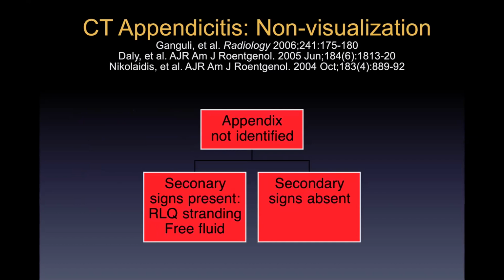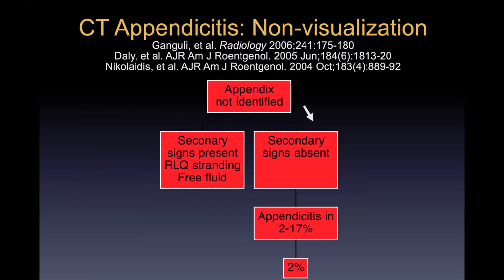So two scenarios here. We're going to go down this side of the algorithm first, where we do not see the appendix and we do not see any evidence of inflammation in the right lower quadrant. And for a while, there was some discordance in the literature as to how likely appendicitis was in this circumstance.